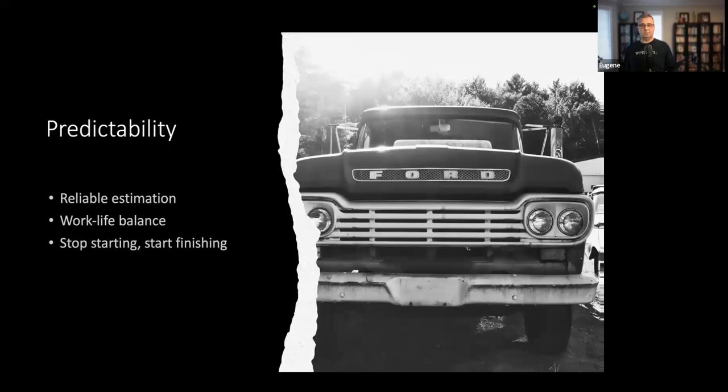So first one and the most obvious one is predictability, right? We want a team to be able to estimate when they're going to get things done and then do them. Next thing, and this is also important, is work-life balance, right? So we want a team where people are not constantly death marching.